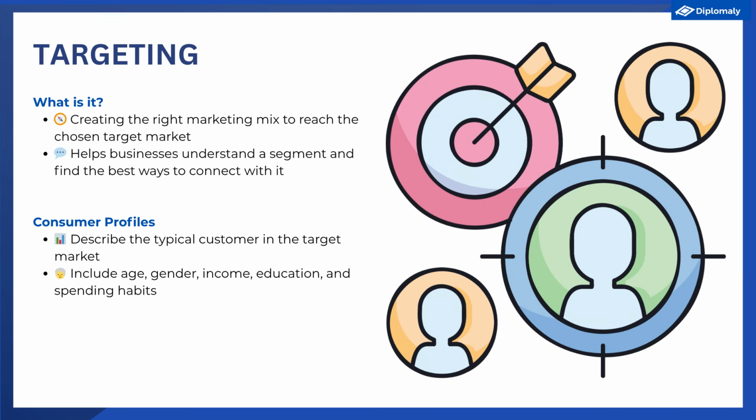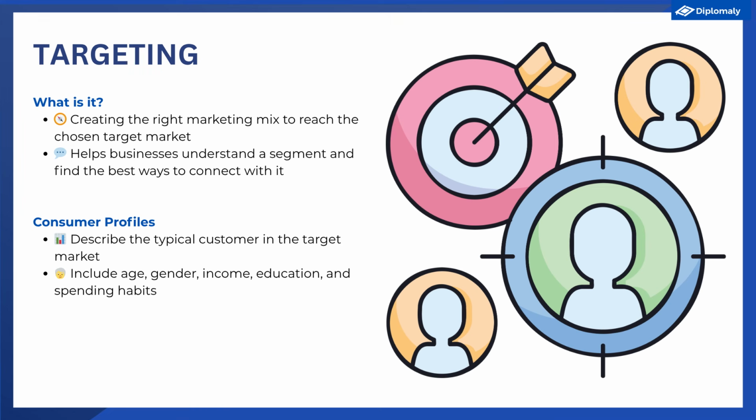The next concept is targeting, which relates to the process of coming up with the right marketing mix so the business can appropriately reach its chosen target market. This allows a business to better understand a specific market segment and come up with the most appropriate ways to reach them. A part of this targeting process is the creation of consumer profiles, which is information about the typical customers within the business's chosen target market.